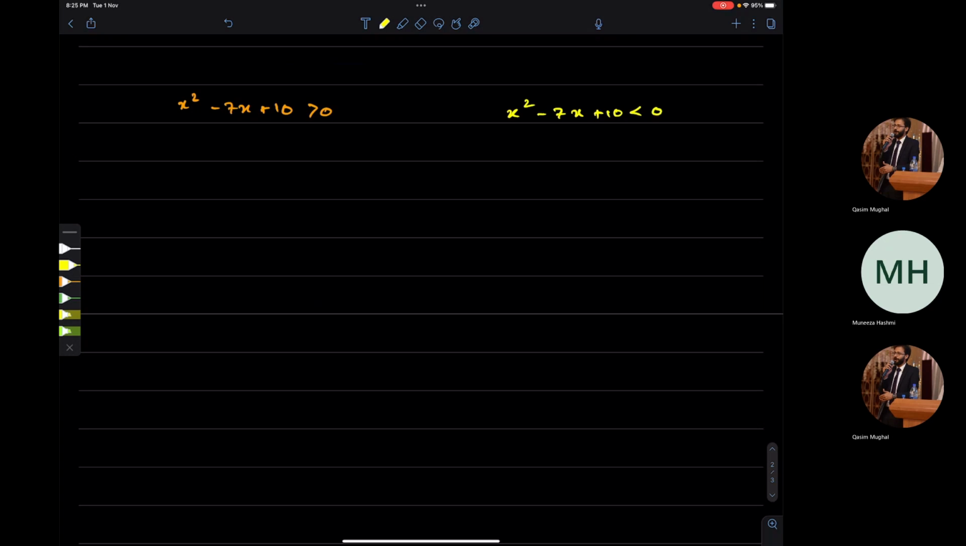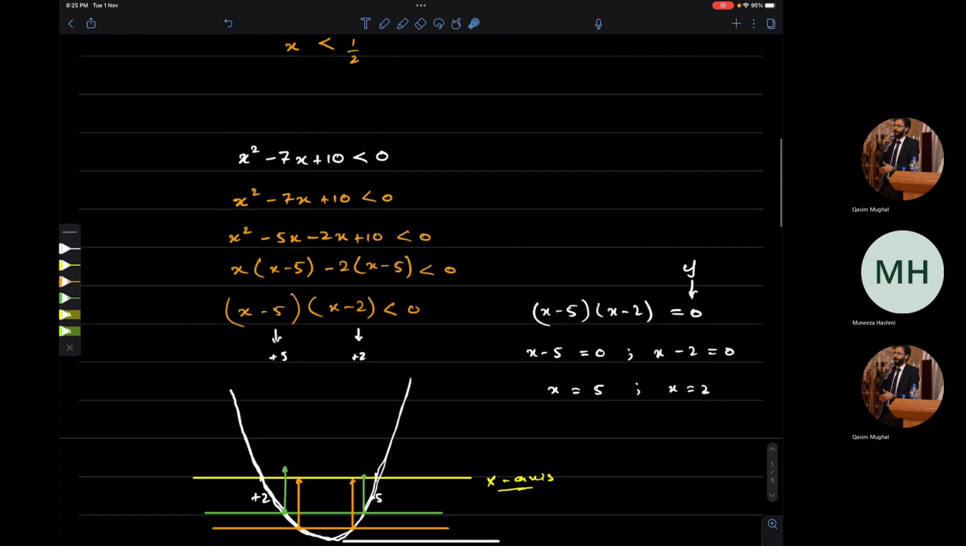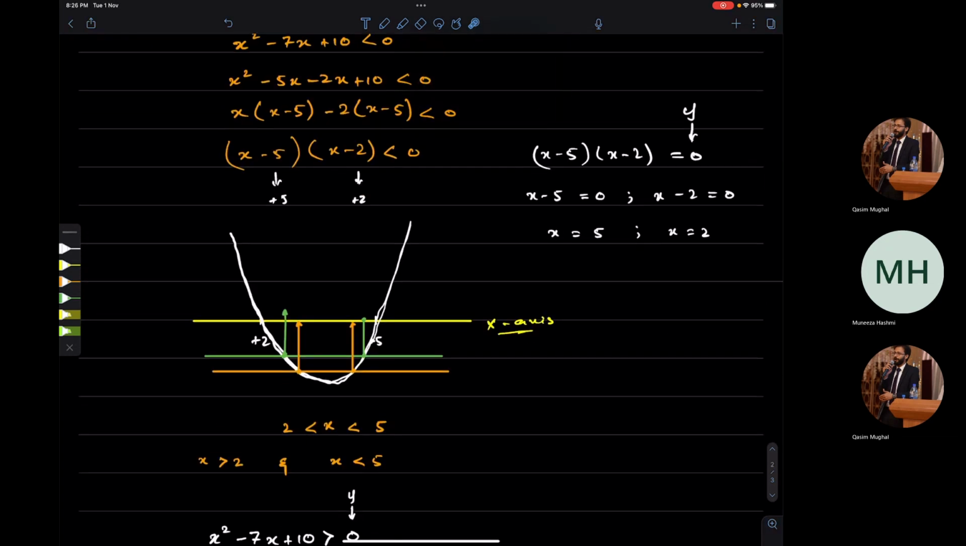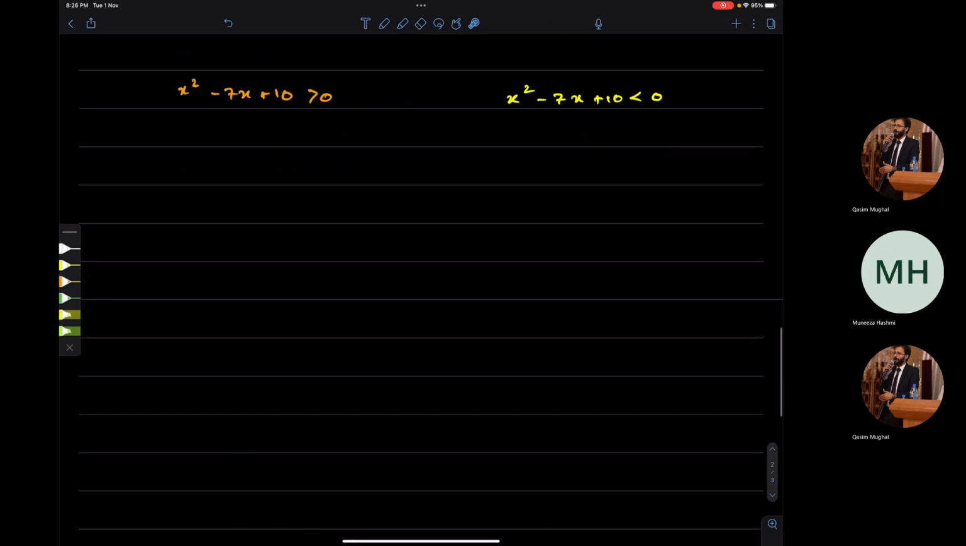Okay. Now, whenever you're doing this question, when it's greater than, I'm going to tell you a shortcut method where you don't actually have to draw the graph. But just in case the examiner demands the graphical illustration of the solution, then this is how you're going to do it. But if it just gives you the question and asks you to give the solution, then this is how you'll be doing it. So x squared minus 7x plus 10 is greater than 0.